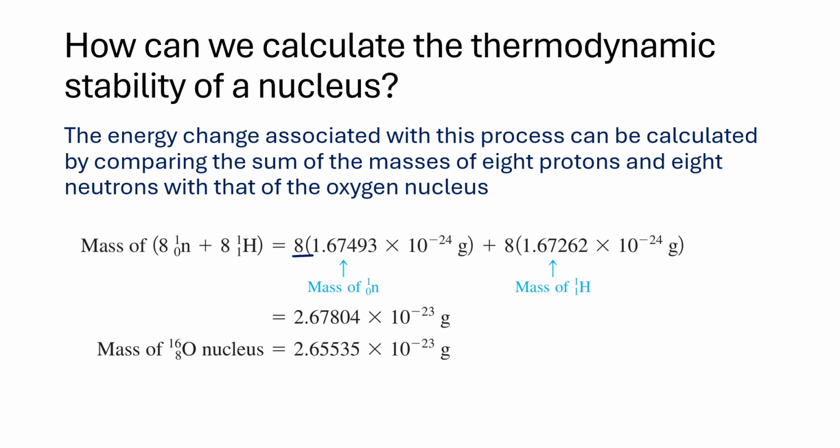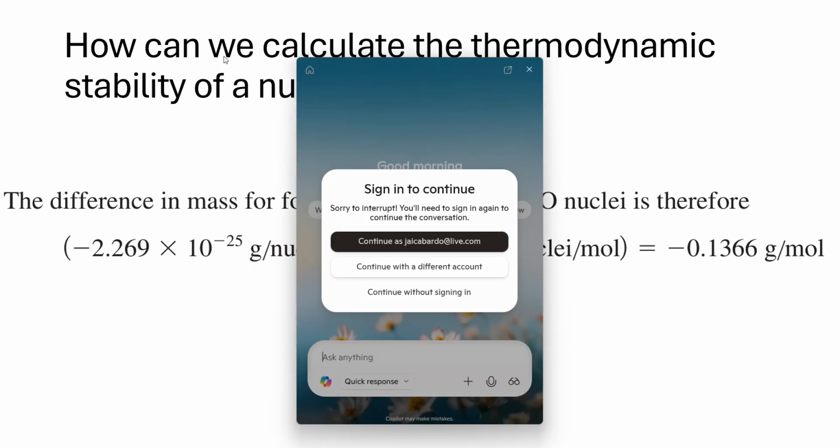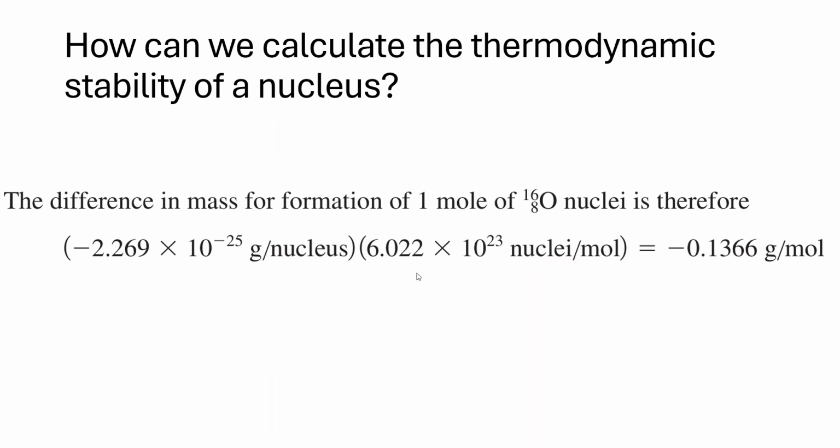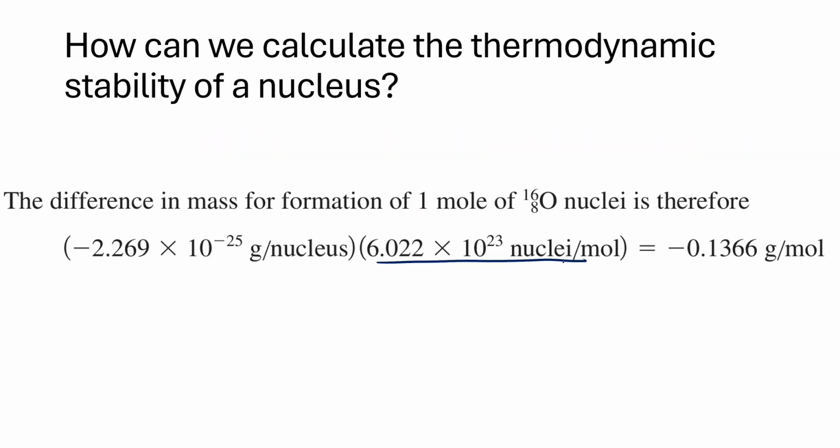So you have 8 neutrons, and then you place in the mass of the neutron, which is 1.67 times 10 raised to negative 24. You have 8 protons, and then you place in the mass of the proton, which is 1.67262 times 10 raised to negative 24. And you basically take the mass, and this will be the mass of your nucleus. Now, you have to use Avogadro's formula, so you have the mass of the nucleus, right? And use Avogadro's formula to calculate the number of nuclei per mole. And you'll get the molar mass of the nucleus.